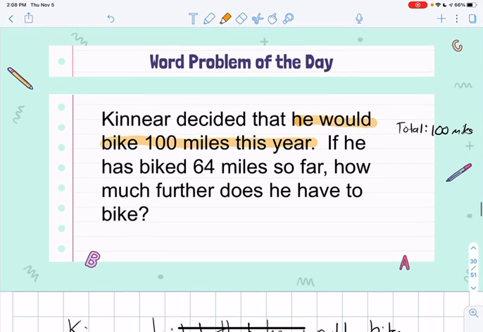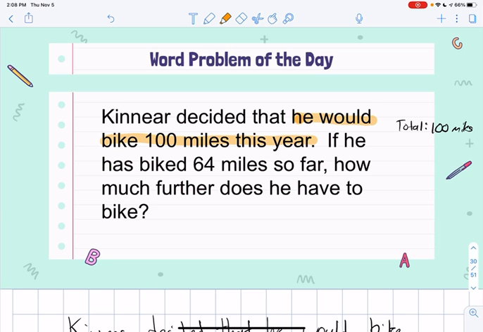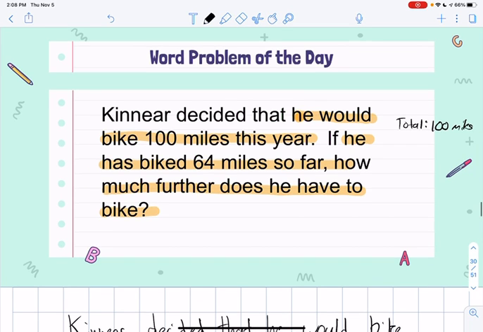Okay, so let's go ahead and look at the next one. He has biked 64 miles this year, or so far. All right, and then there's one more important thing. I'll give you about 10 seconds because some of you might have already found this one. How much further does he have to bike? So we know he wants to bike 100 miles. He has 64 miles. And we want to know how much further.